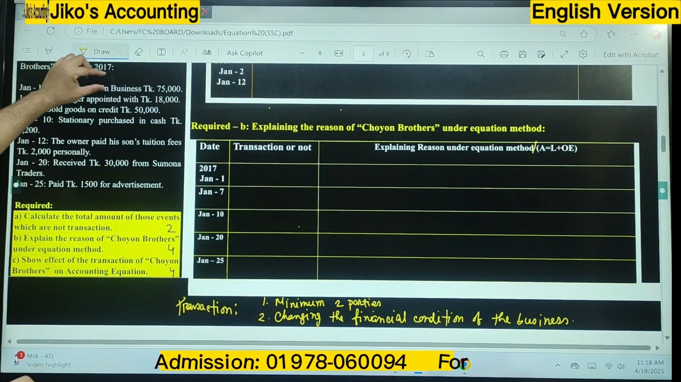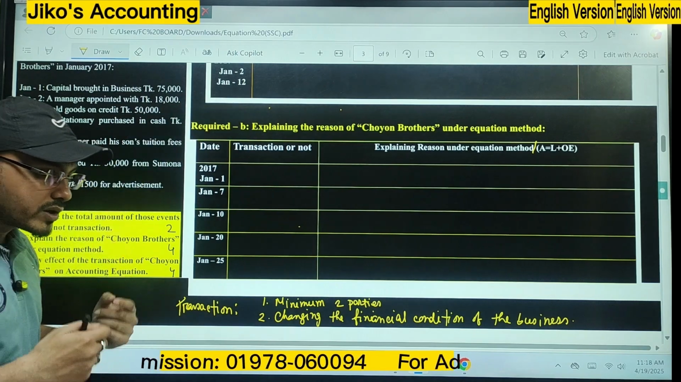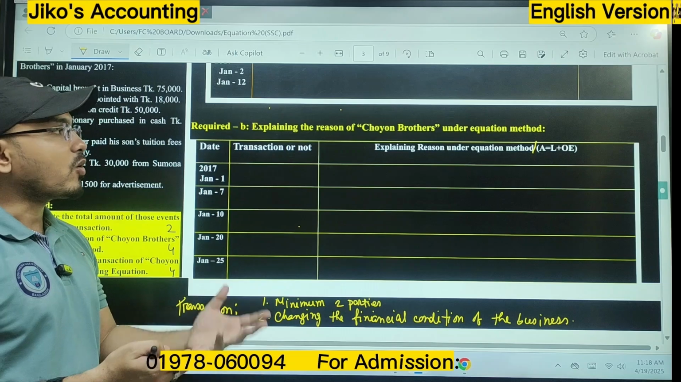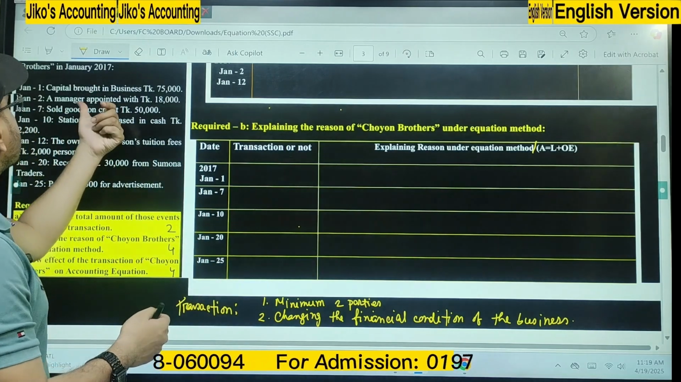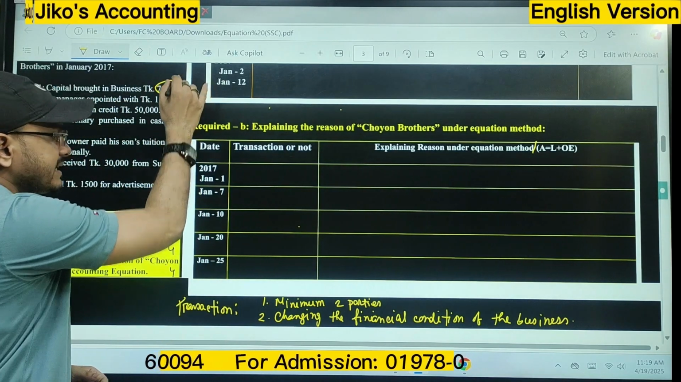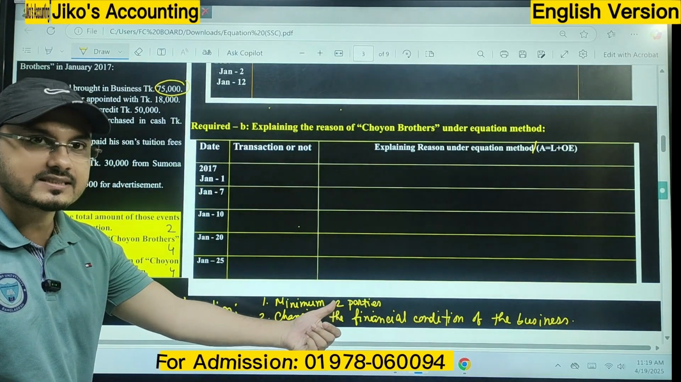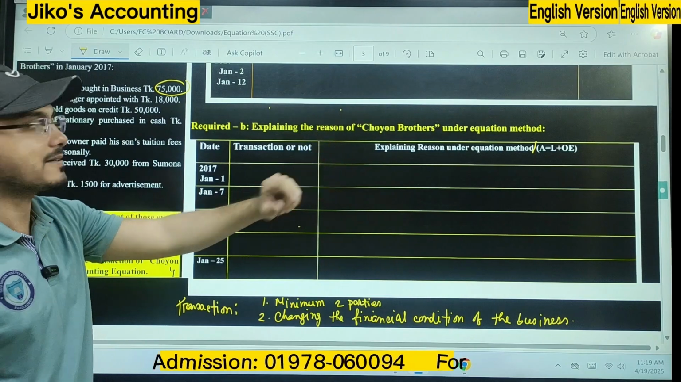You can see capital brought in business. If the owner brings it into the business, that should be considered as capital. What my business is receiving, you can see, is a cash amount. So that indicates an increase of cash. That means a change in the financial condition of the business. So it's a transaction. Is it clear, sir?